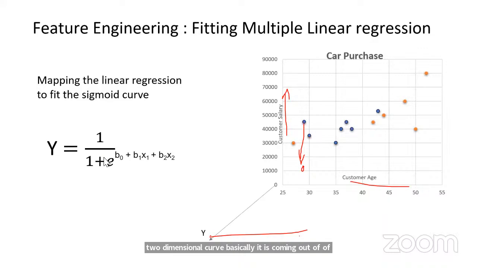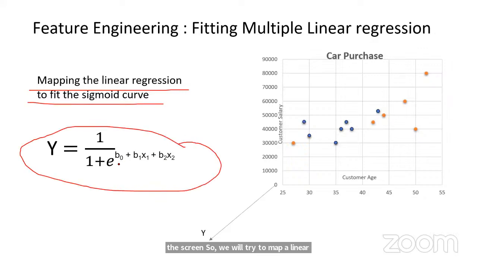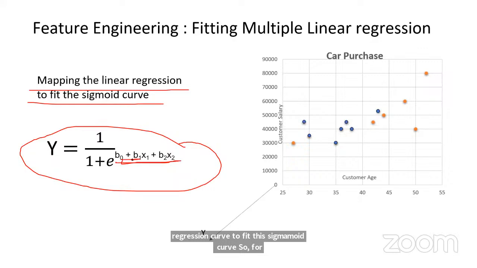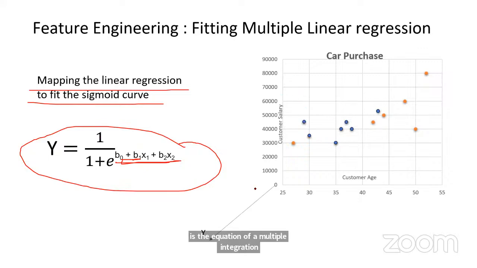So basically a linear regression in 3 dimensions will look like this. In the y-axis there will be two values, zeros and ones, and these blue dots are the people who purchased the car, and these orange dots are the people who did not buy the car, and these blue dots are actually coming out of the screen and they are not in the screen itself. So we will try to map a linear regression curve to fit this sigmoid curve. For multiple linear regression, it will behave like this: b0 plus b1 x1 plus b2 x2, because this is the equation of a multiple linear regression. So I fit it into a sigmoid curve to do the logistic regression.